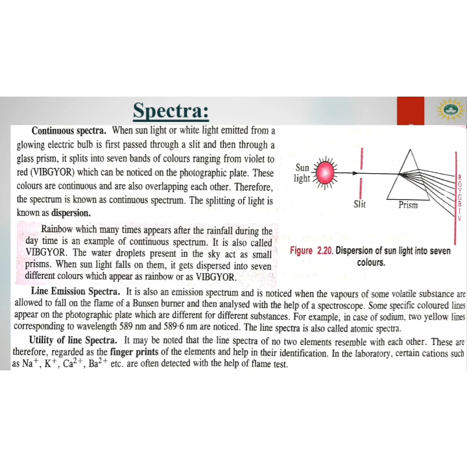Now, what you observed in the video is actually a line emission spectrum. Now, what is line emission spectrum? It is an emission spectrum which is noticed when vapors of some volatile elements are allowed to fall on the flame of a Bunsen burner and then analyzed with the help of a spectroscope. They will see specific colored lines appear on the photographic plate. Now, these specific lines will always vary from element to element.